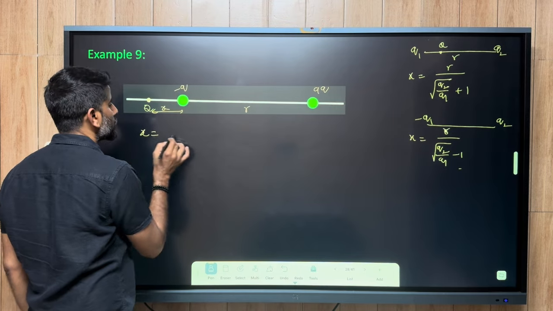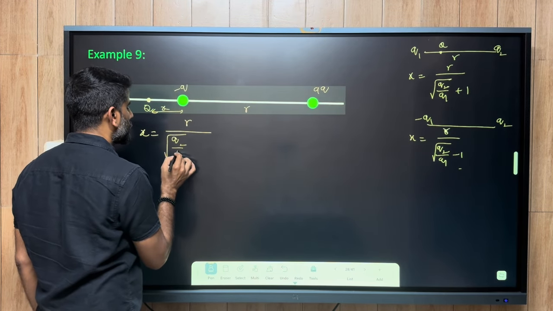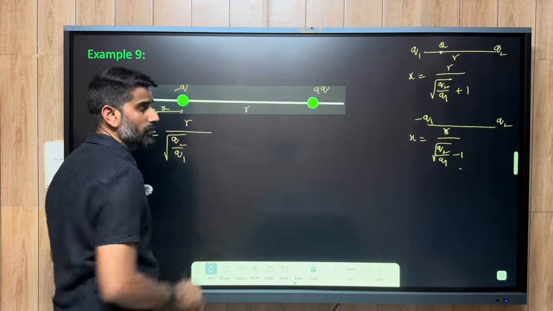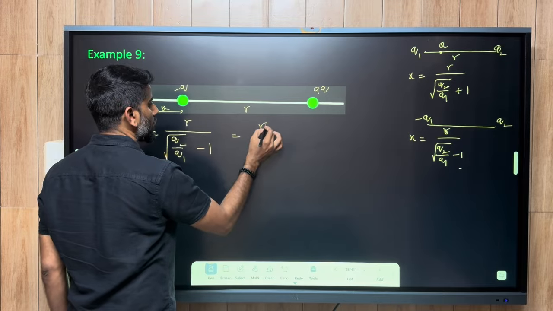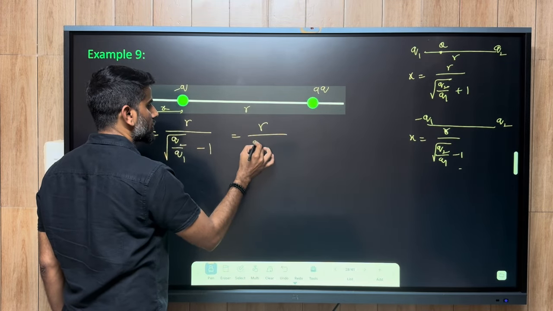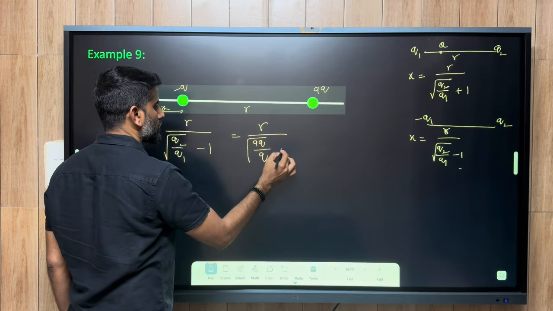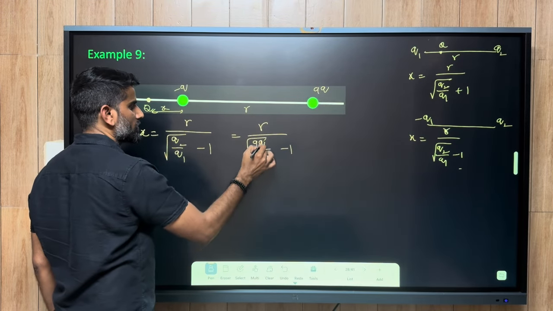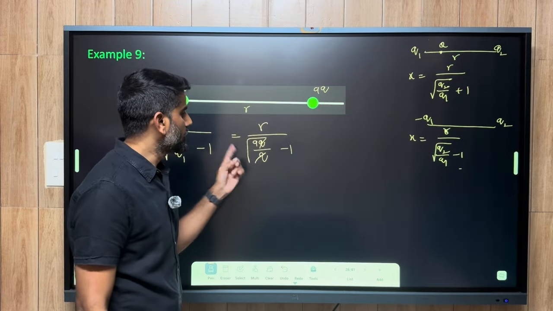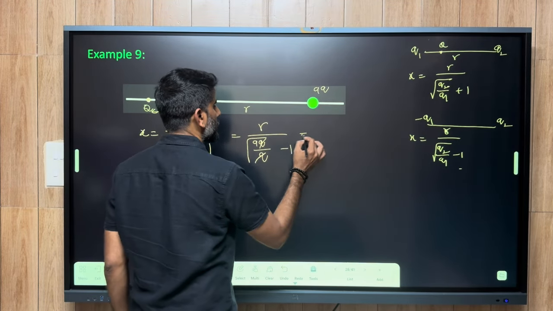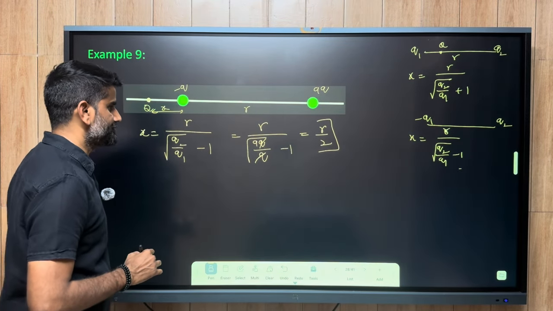Now x is equal to r upon root over (q2 by q1), and as these two charges are of opposite polarity, negative sign, so plus minus 1, is equal to r. q2 is nothing but 9q, q1 is q, root over minus 1. If I cancel q and q, 9 will remain. Root 9 is nothing but 3. 3 minus 1 is 2. What am I getting? r by 2. So this will be our answer.